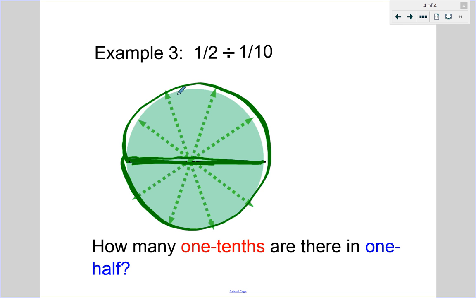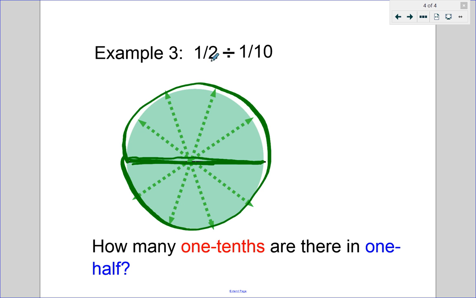Now, because it says 1/2, I made my 1/2, but I need to see it in tenths. So I have all these lines coming through here, and if I count it out, 1, 2, 3, 4, 5, 6, 7, 8, 9, 10. There's 10 pieces in there. So I have the circle divided into half, and I have the circle divided into tenths.